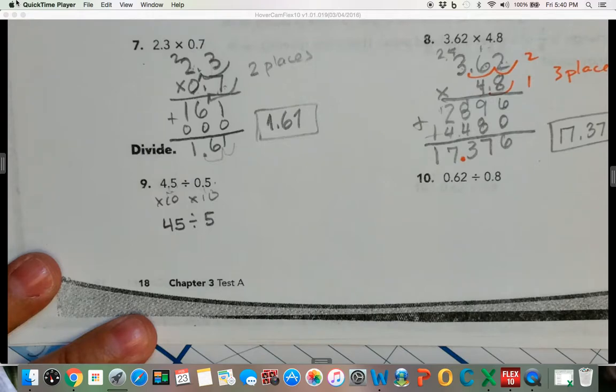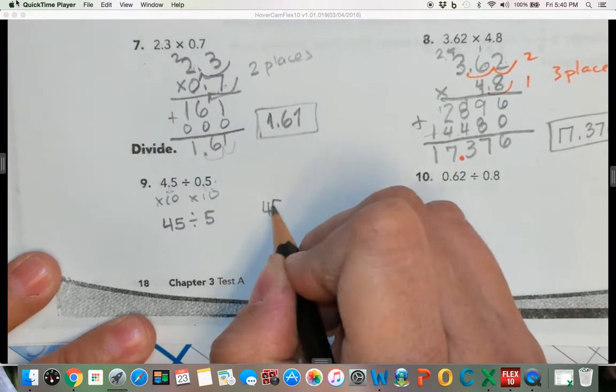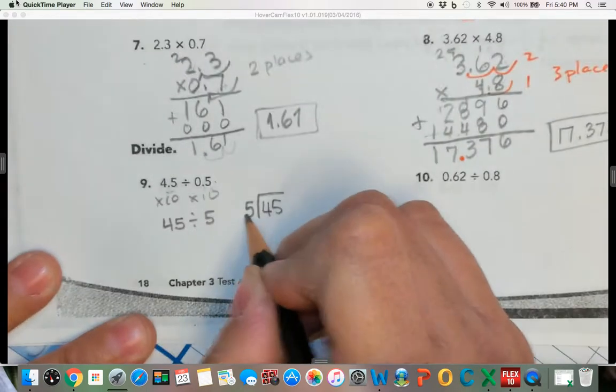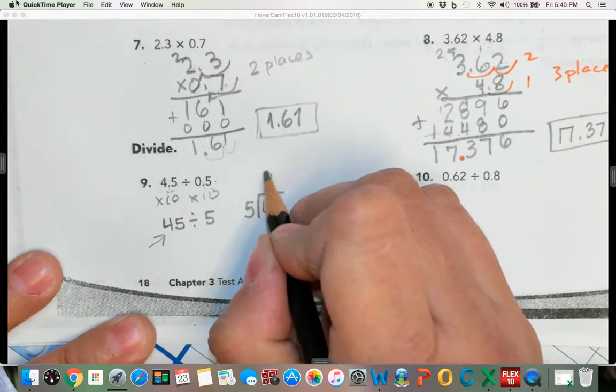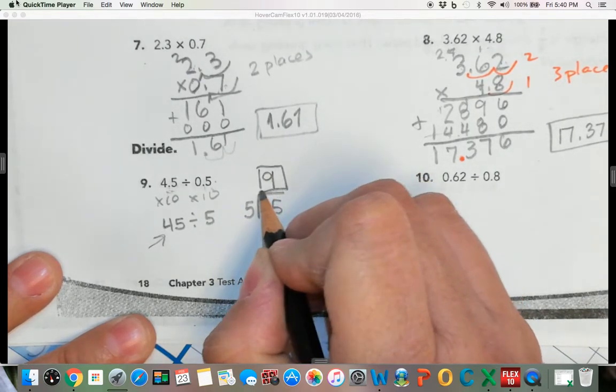Which is easy. I just now have to do top dog in the house. Top dog always means either the top number or the number that comes first. 5 into 45 is 9. That's my answer.